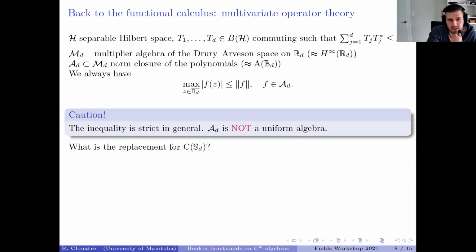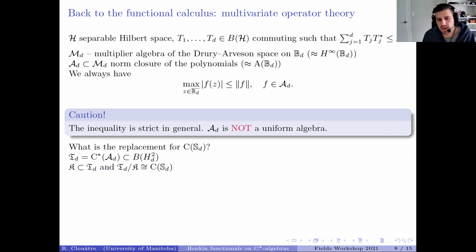And here's one kind of cheap way of getting out of this problem. Let's just take whatever AD is, as a set of bounded operators on the Drury-Arvidson space, and generate a C-star algebra out of this. I'll call this T sub D. This is, if you want, the replacement for continuous functions on the sphere. Unfortunately, it has some flaws or quirks. It is highly non-commutative in a way because it contains the entire ideal of compact operators, but not all commutativity is lost. There are still some remnants here.